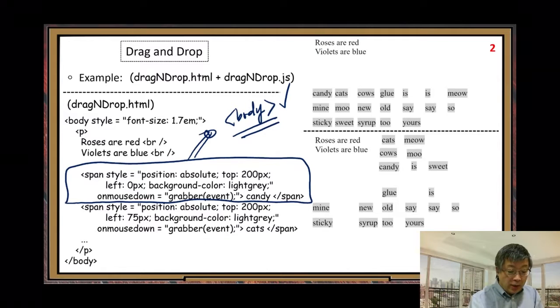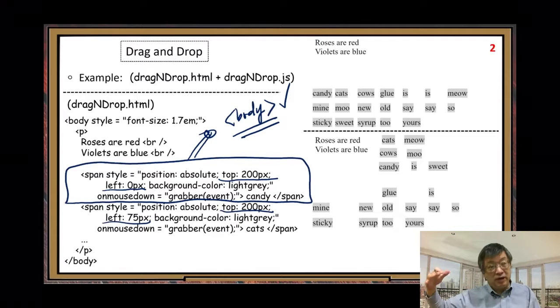Then top and left give the initial position. Different elements use different initial positions, so there are many. Then the color: light gray. You can see the light gray background color.